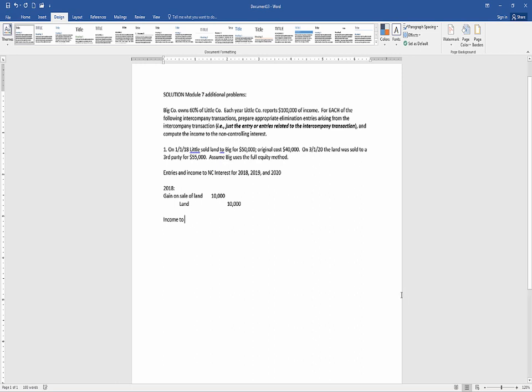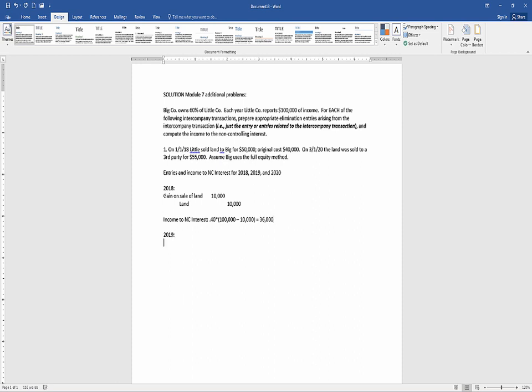The income to the non-controlling interest, again, they're going to get their share, 40%, of the reported earnings plus or minus any adjustments. Now again, the key issue here is this was an upstream transaction. Little sold the land to Big. That means that that unrealized gain is sitting on Little's income statement, which means that their reported earnings of $100,000 are overstated by that. So we need to go ahead and subtract out that $10,000, so the non-controlling shareholders get 40% of the adjusted or realized earnings, so 40% of $90,000 is $36,000.